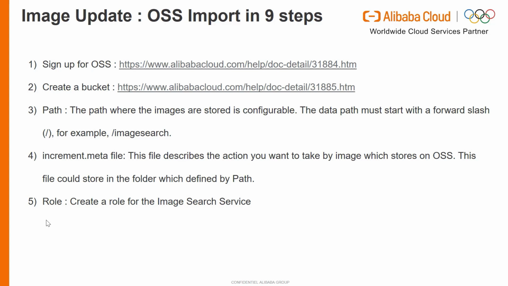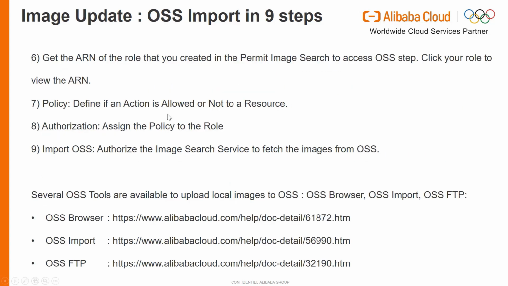Then you have to configure the security part. You have to define the role for the image search service. Then get the security number of the role to set up the OSS import. The policy is the definition of an action to a resource. Then you have to assign the policy to the role. Finally, you can configure the OSS import interface.